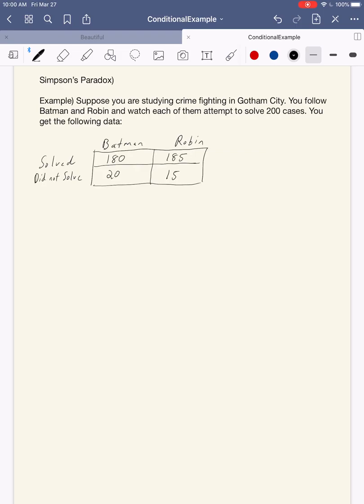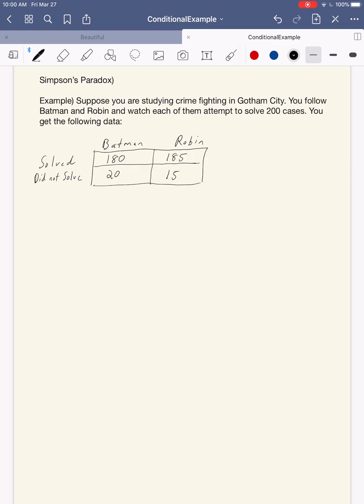So you watch both of these crime fighters attempt to solve 200 cases, and then you get the following data. Here's your data for Batman: he solved 180 of the cases he attempted and did not solve 20 of them. And Robin solved 185 and did not solve 15. This is a very small example of a two-way table where there are two categorical variables: which crime fighter you looked at, Batman or Robin, and whether or not they solved the case that they were working on.